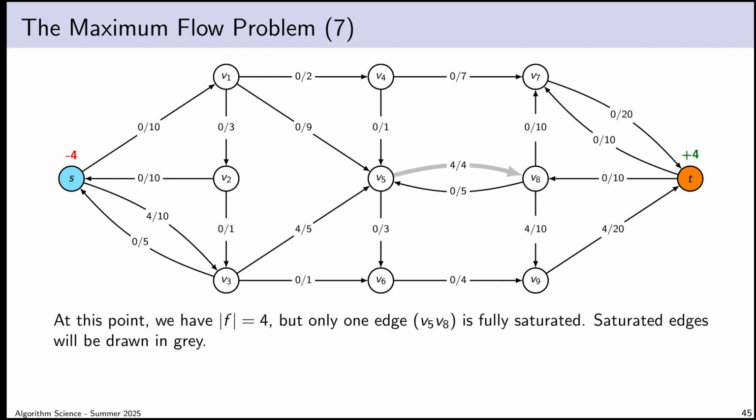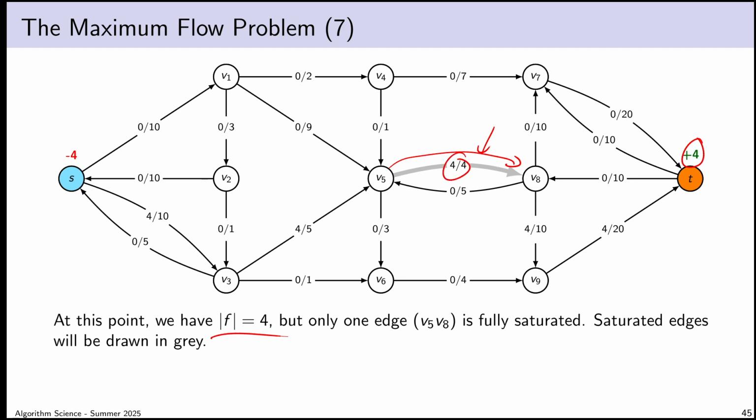Okay, so at this point, the value of my flow is 4. I'm getting 4 units all the way to vertex T, but only one edge is fully saturated. So I'm going to draw that edge in gray to indicate that although it's important that there are 4 units along that edge, it's never going to help me again as far as crossing the edge in this direction to look for new ways of pushing flow, because I can't send any more flow from V5 to V8 because the edge is now full.